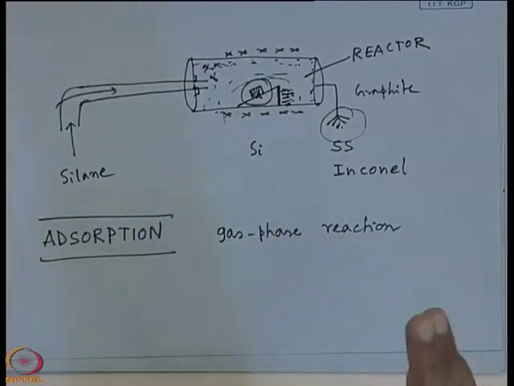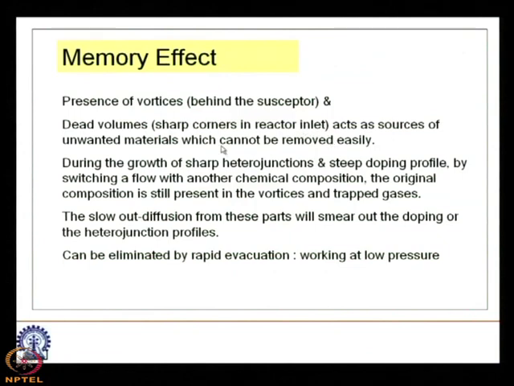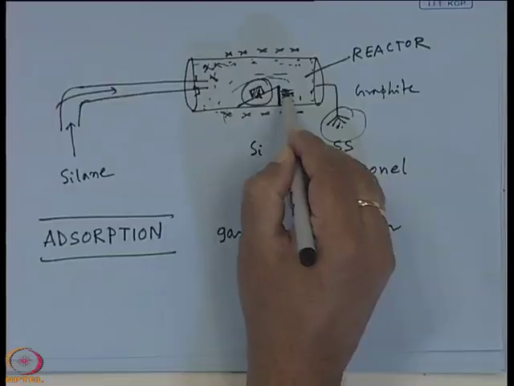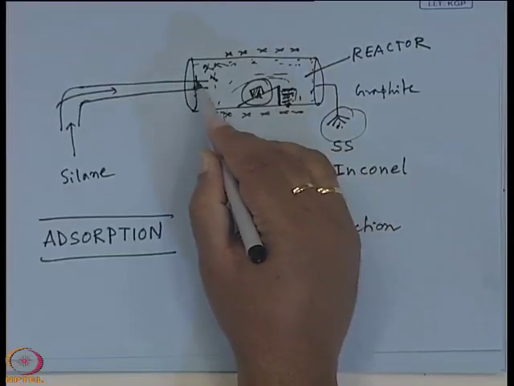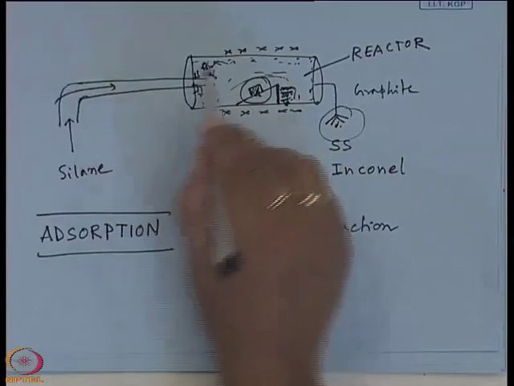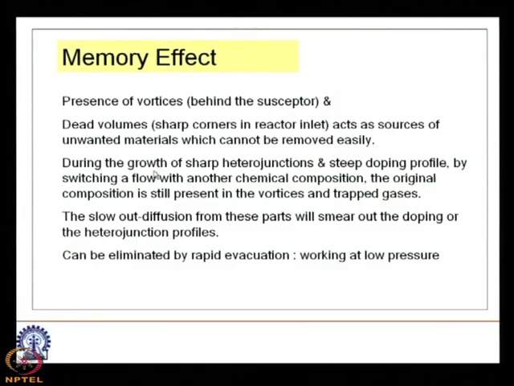I can show you one CVD reactor, how it looks. If you come to my laboratory, I can show you that it is a quartz type of reactor and there are many dead volumes, that means there are many sharp corners in the reactor inlet. So, the unwanted materials cannot be removed easily from the space behind the susceptor and also at the sharp edges of the reactor. During the growth of a sharp heterojunction and steep doping profile, by switching a flow to another chemical composition, the original composition is still present in the vortices and trapped gases.